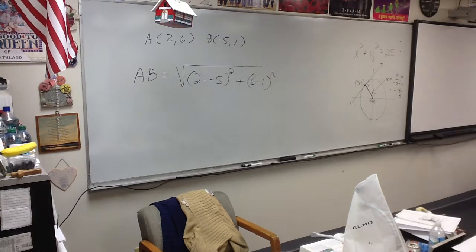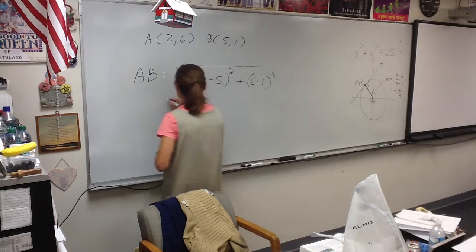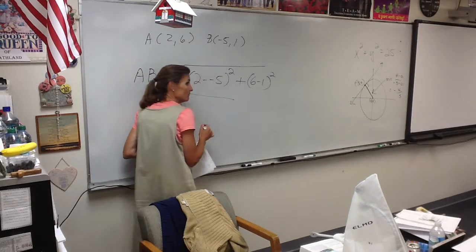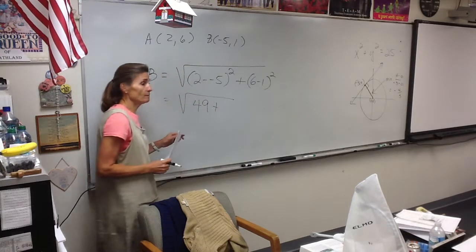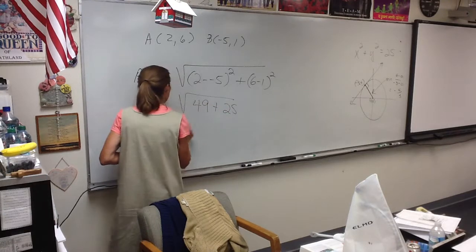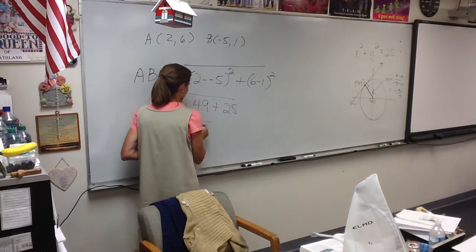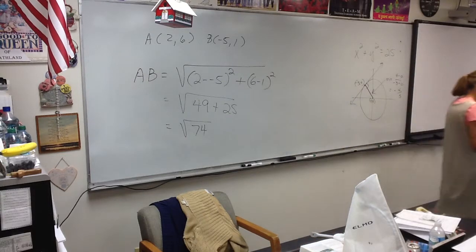Good work. Now, let's simplify. Here we go. What's 2 minus -5? 7, squared, 49. What's 6 minus 1? 5, squared, 25. Add them together and we're going to get the square root of 74. Luckily, that radical does not reduce, so we are finished.